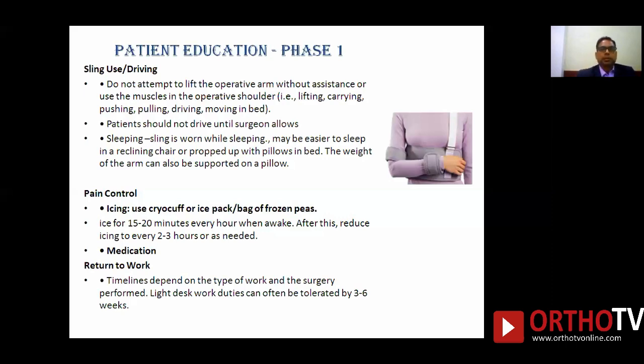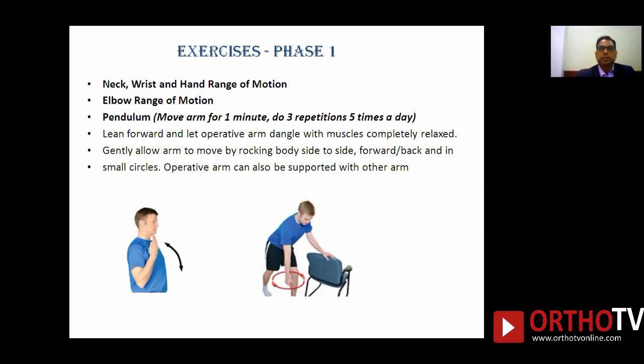But if the non-dominant arm is operated, he can return to work within 7 days of surgery. So, what are the exercises in phase one, that is, the initial 4 to 6 weeks after the surgery? These are neck exercises, wrist and hand range of movement, gentle elbow range of movement, and the pendulum exercise. The pendulum exercise is very important, but it has to be done bending forward. Let the operative arm dangle slowly so that all muscles around the shoulder are relaxed. Gently allow the arm to move by rocking the body side to side, forward and back, and then make a small circular movement gently. The patient can also support the operative hand with the other arm while doing the exercise.